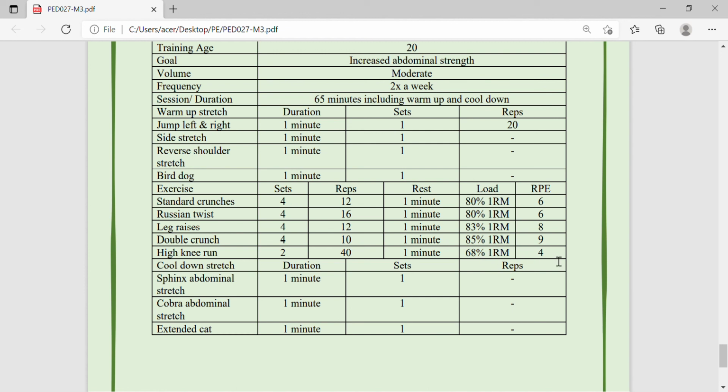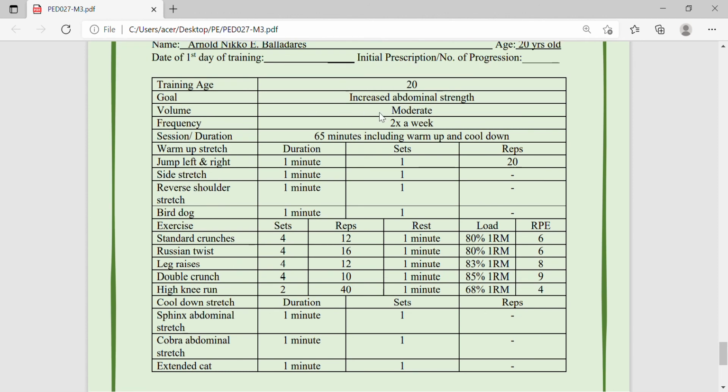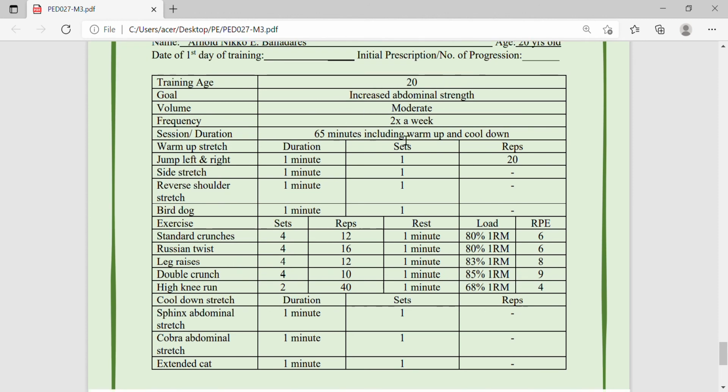As observed, these exercises work the abdominal muscles and the core, fit for what the client intends to achieve for his physical fitness. That is his goal: increased abdominal strength.